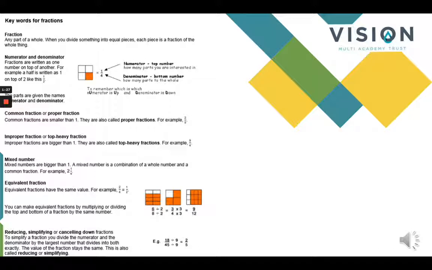We've got terms of common fraction or proper fraction, improper or top-heavy fractions, mixed numbers, equivalent fractions, and then reducing, simplifying or cancelling down. Please take the time to have a read through this key vocabulary and make notes on any of the tricky terms that you may struggle with.